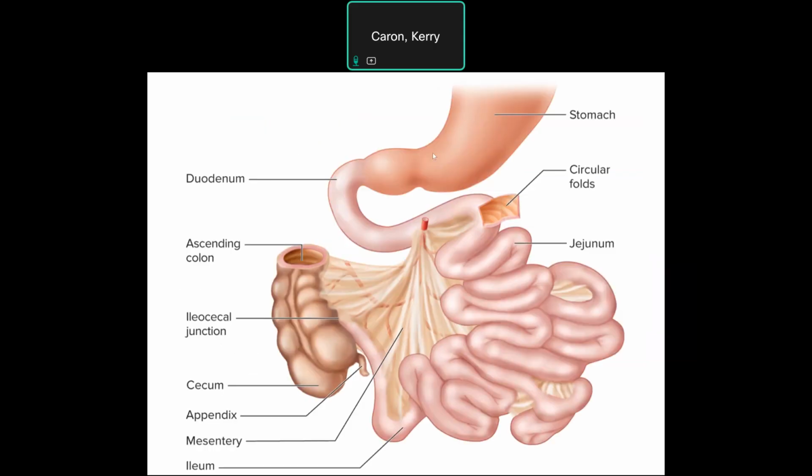Okay, here we have the stomach, the pyloric sphincter, the duodenum, some circular folds in there. The small intestine has the duodenum, the jejunum, and the ileum. So it's DJI: duodenum, jejunum, ileum. The next section is the jejunum. Then we have the ileum. We have some mesentery here, the folds of the peritoneum. You have your appendix. You have your cecum. We'll talk about all this.